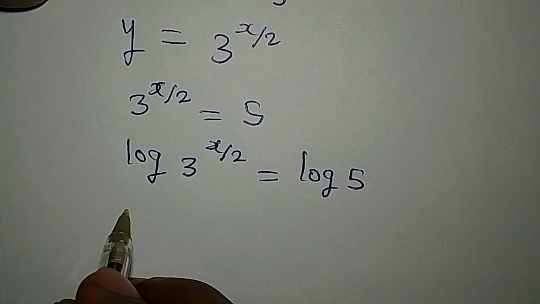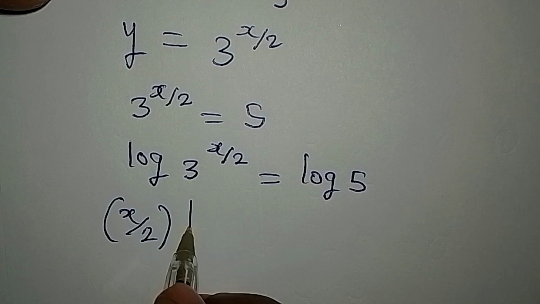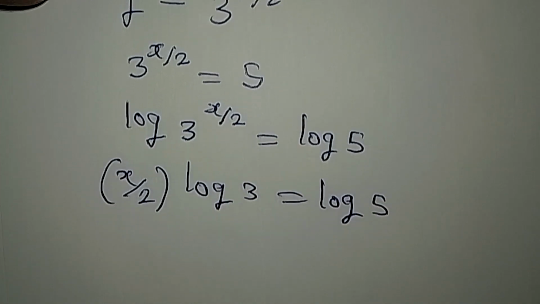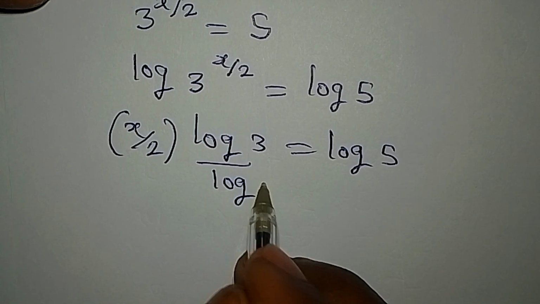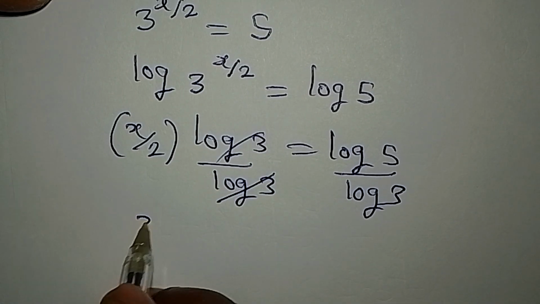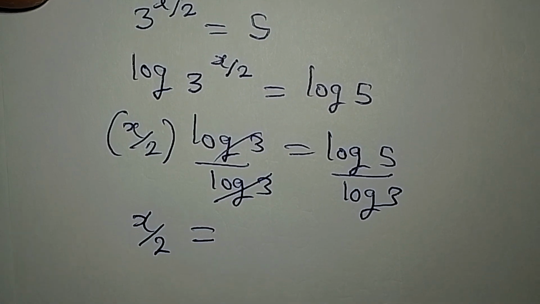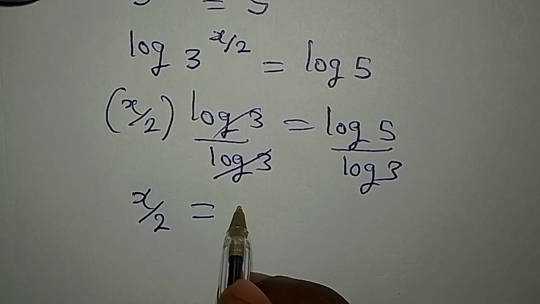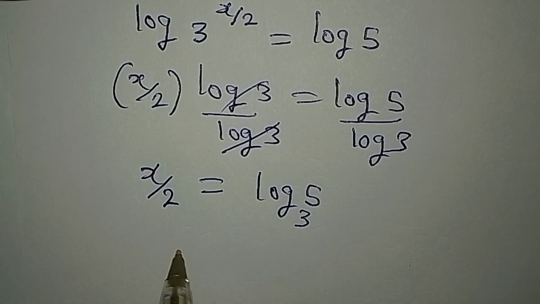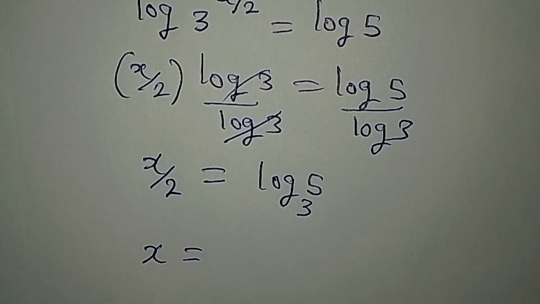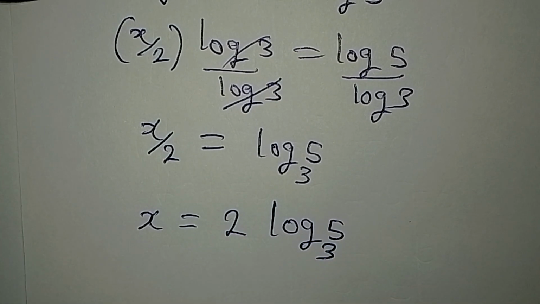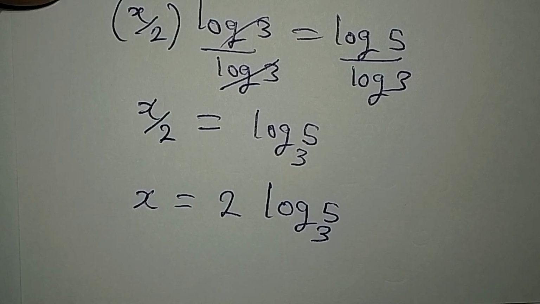Now the power goes behind, x over 2, and then we have log 3, and this is equal to log 5. So from here we divide by log 3 just like we did before. This goes with this, and then x over 2 is now equal to, change of base like we did, log 5 to base 3. Now, to get our x, we cross multiply like I said before, and we get 2 multiplied by log 5 to base 3. Now, let's bring the two values of x together.